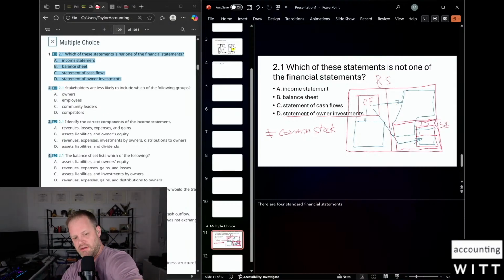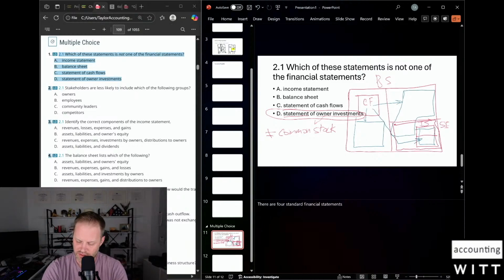But the important thing to know is that it's a statement about all equity. Owner's investment would be just one component, which is equivalent to common stock. It's just one component of stockholders' equity. So that's how this question's trying to trick you, by making you think that, because it sounds similar to stockholders' equity.